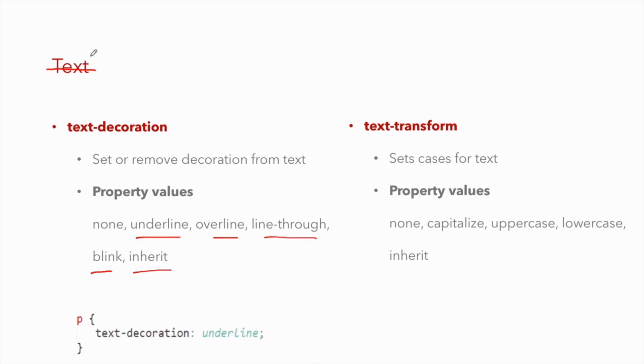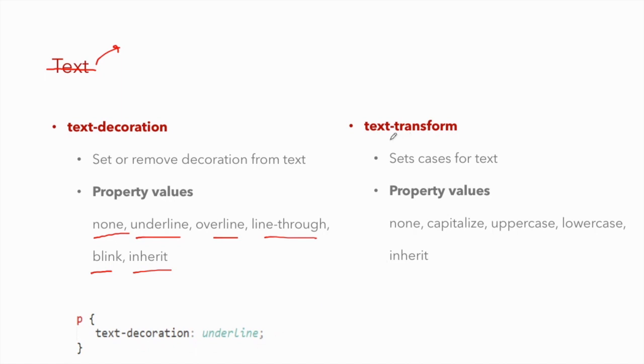Blink is basically used when you want the text to blink, something that you can use to attract users' attention to a certain text. None is used in case there is some property being set from the CSS and you want to overwrite that particular value, then you can explicitly write text decoration none.